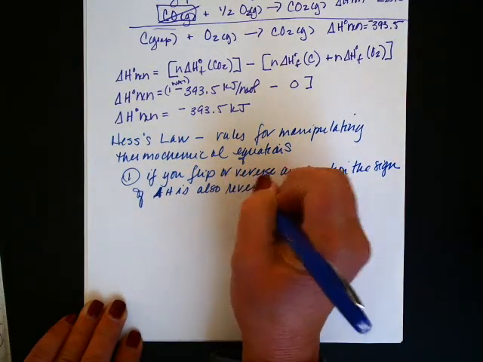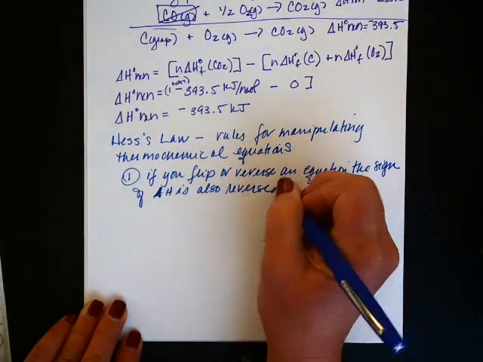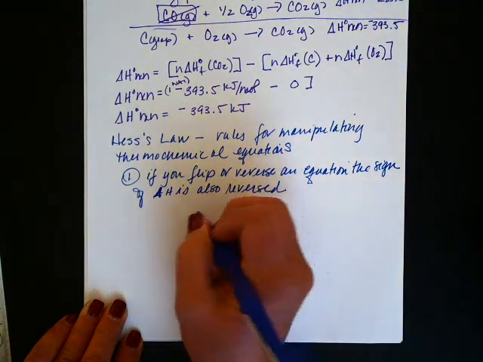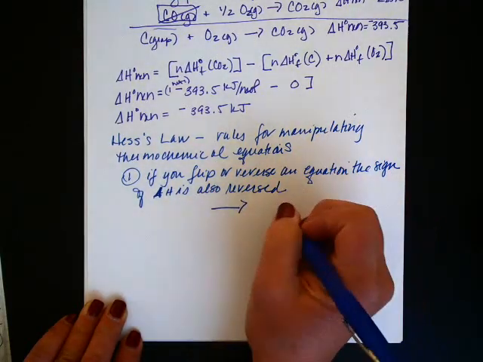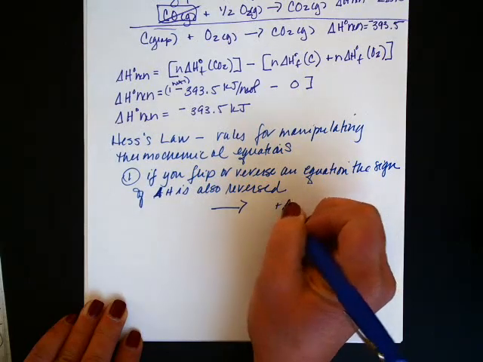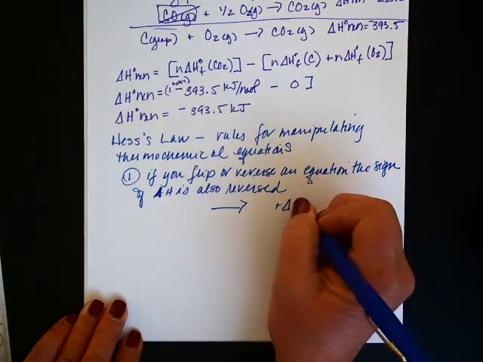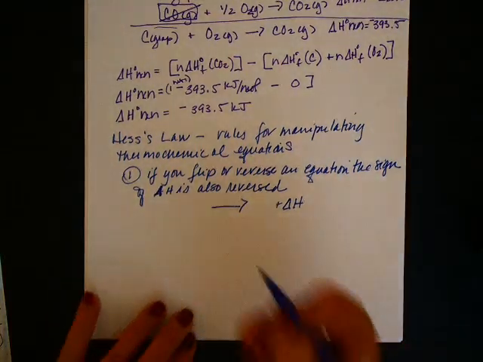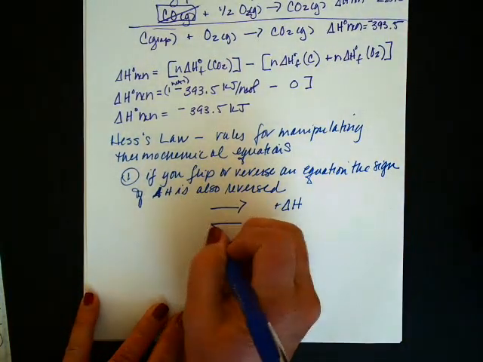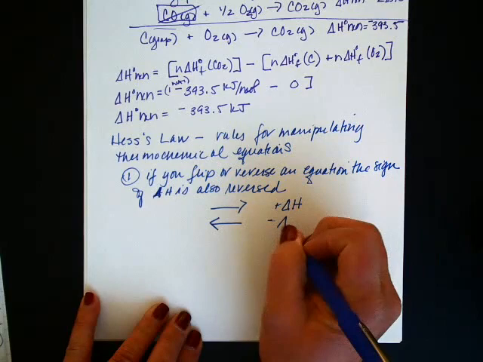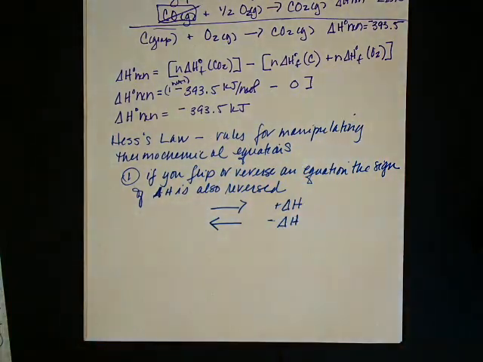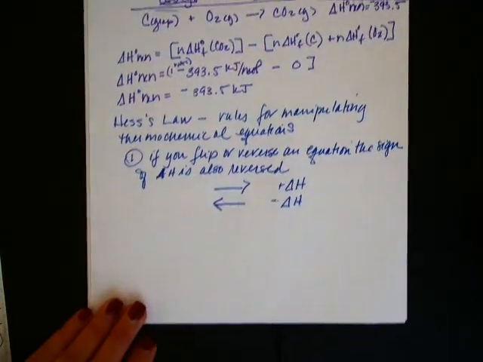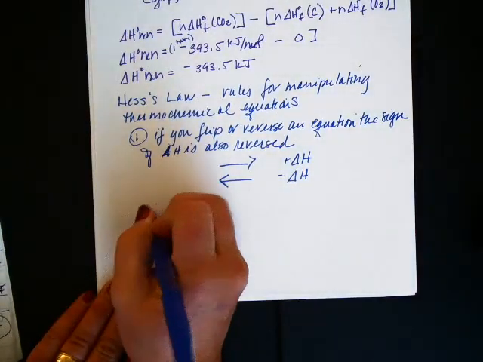So if delta H is positive in the forward direction, and we have to reverse that, it becomes negative. You did see this yesterday.